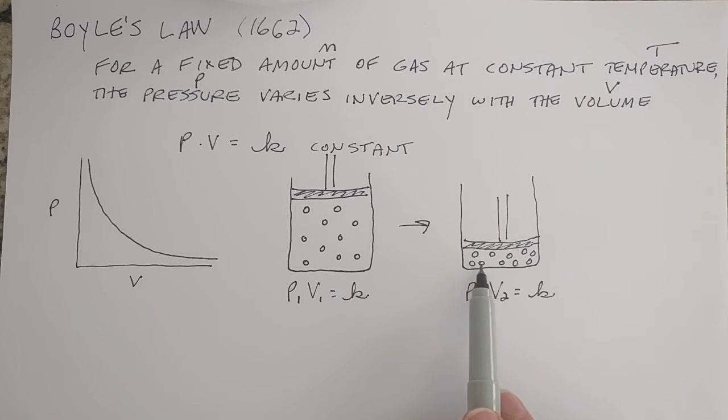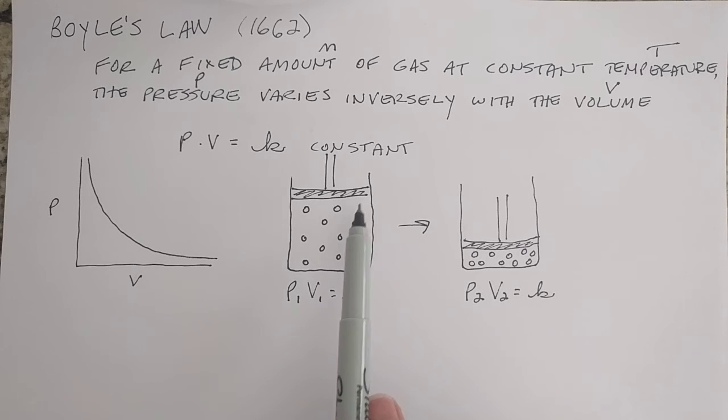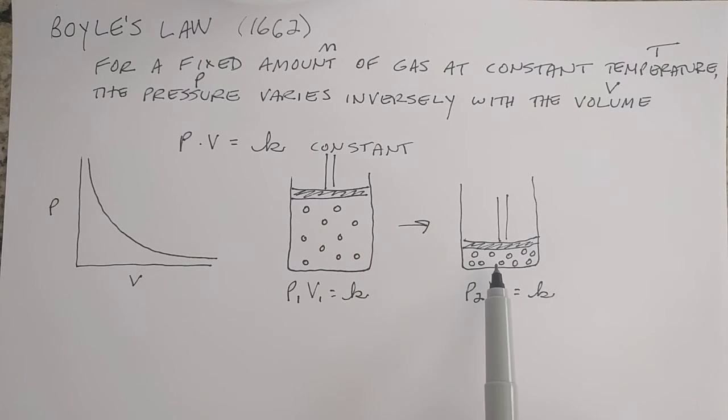And let's just get an idea of what's going on here. If the temperature stays the same, the speed of the particles stays the same. So what happens to the pressure when our particles don't have to travel as fast? Here the particles have to travel further to hit the sides. Here they don't have to travel as far, so they hit the sides of the container more often. So if the container sides are getting hit more often, it means the pressure increases. The pressure increases because the particles have to travel less far to hit the sides of the container.